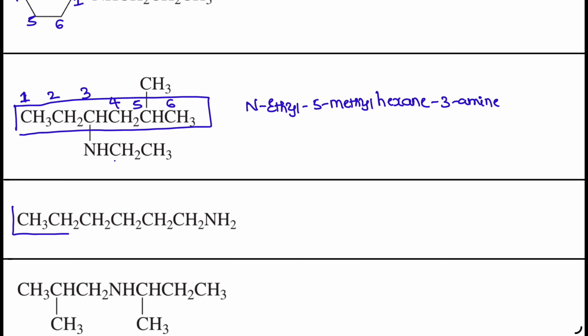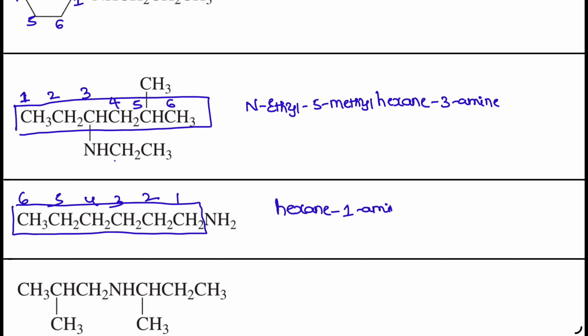Next, it's a simple compound. It is a 1-degree amine. There are no branches also. So 1, 2, 3, 4, 5, 6. No prefix. Therefore, it is hexane-1-amine.